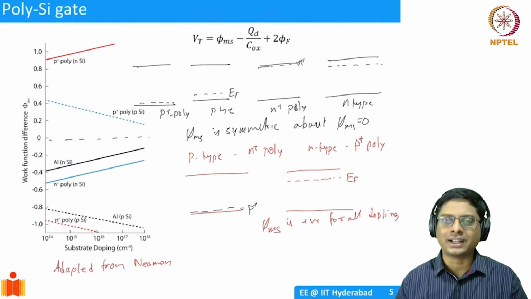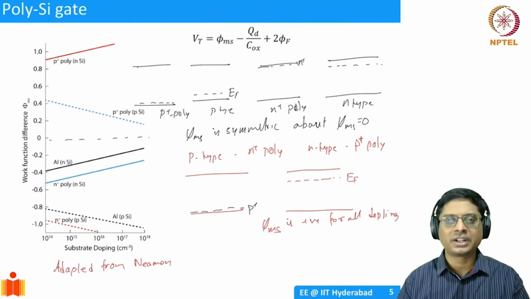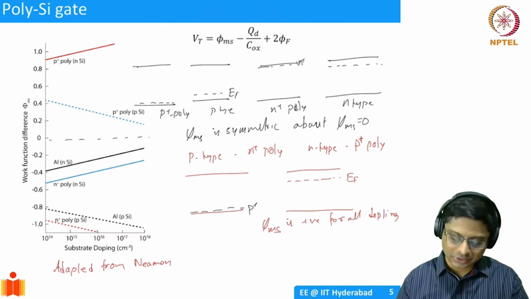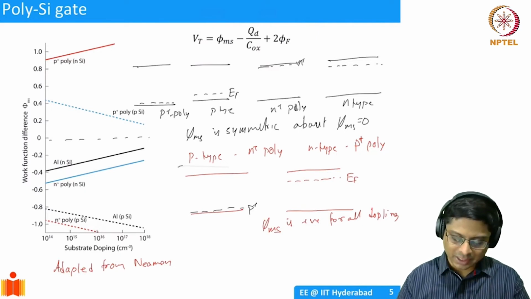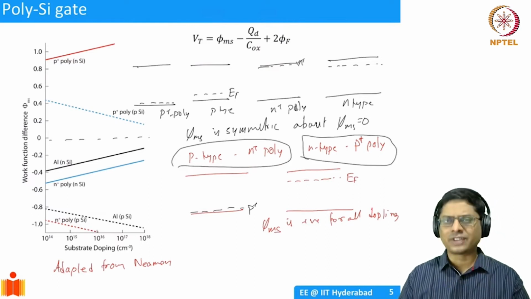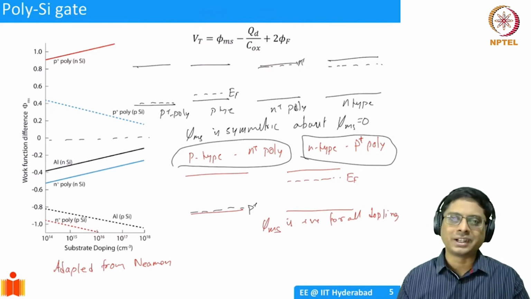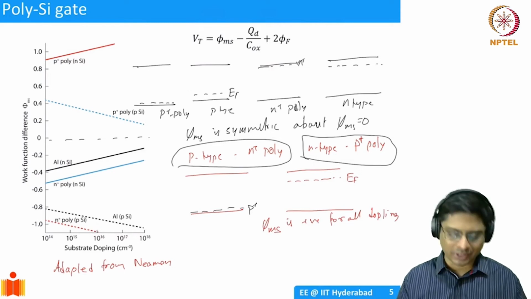In nanoHUB, we will show you that you can use an aluminum gate, an n plus gate, or a p plus gate. I will let you analyze the usefulness of using the opposite type of poly. For example, with p type and n plus poly, what is the advantage? It looks like phi ms is either large negative or large positive. So why is it useful? I will let you analyze this. Please run it and we will discuss it at some point down the line.